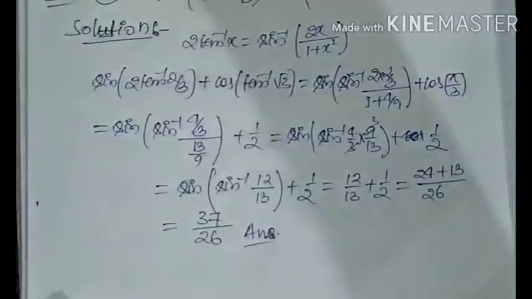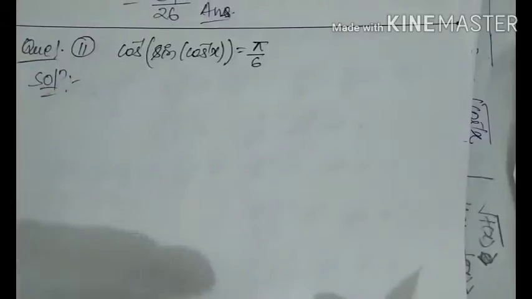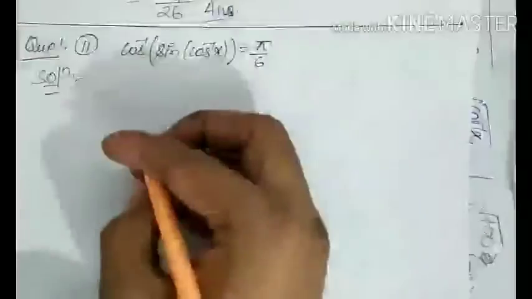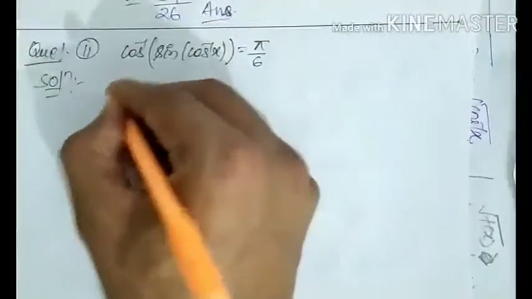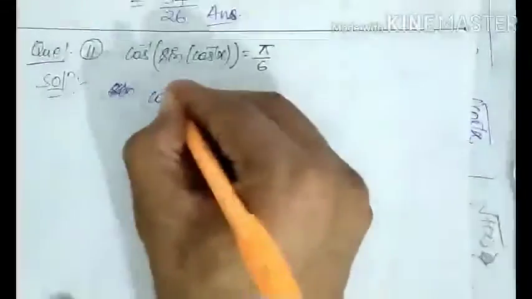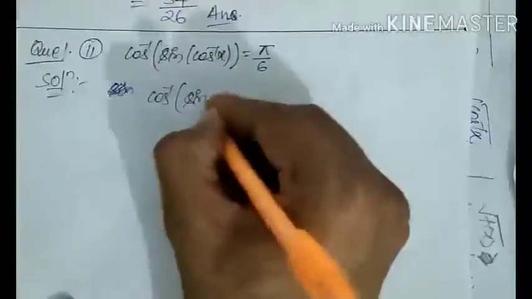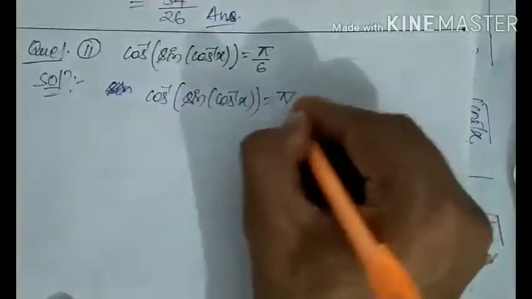Okay, next question. Question number 11. We have to solve this question for x. Means we have to find the value of x for solving this question. Okay. Solution will be, the given question is cos inverse sine of cos inverse x is equal to pi by 6.